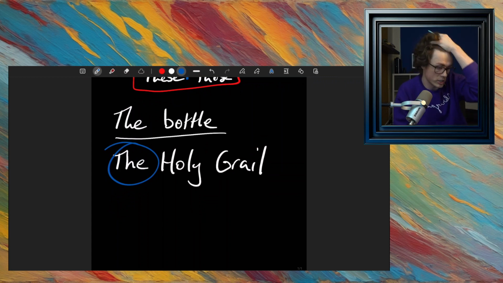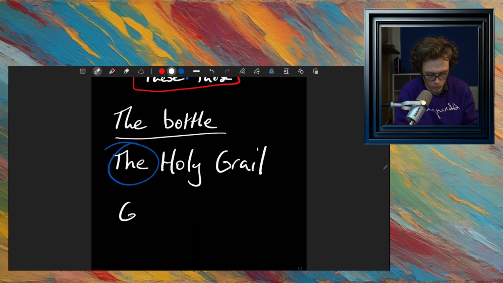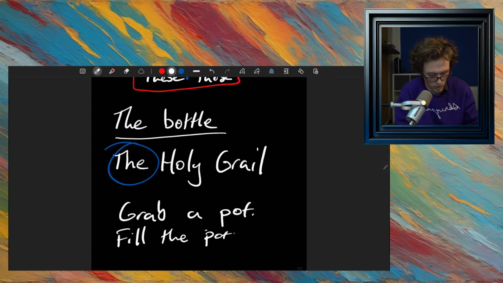Going back to the instructions, right? What might happen is you hear something like, grab a pot. Now fill the pot with water, right? So fill the pot with water. That's coming after the step of grab a pot. So you have a pot already.